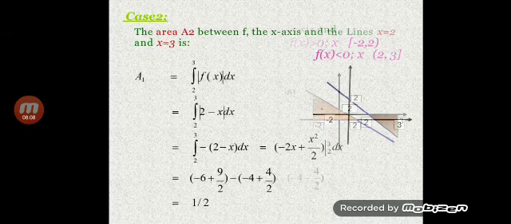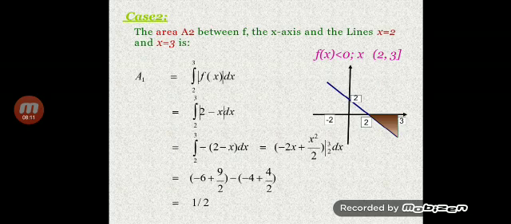Okay, next the second part, area A2 between the x-axis, the line x is equal to 2 to x is equal to 3. Clearly the observation now, the area is below the x-axis, therefore it will be negative, as previously we have seen. Integral 2 to 3 of f of x, that is 2 to 3 of 2 minus x, integrate again with the negative sign: minus 2x plus x square by 2. By putting these values, first upper limit 3 and second lower limit 2, the middle sign is negative. After doing the calculations, we will get the value as half.